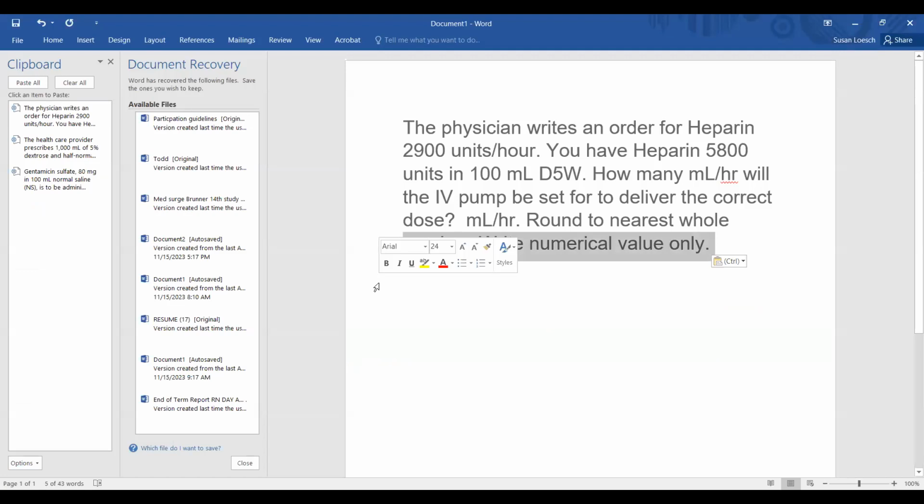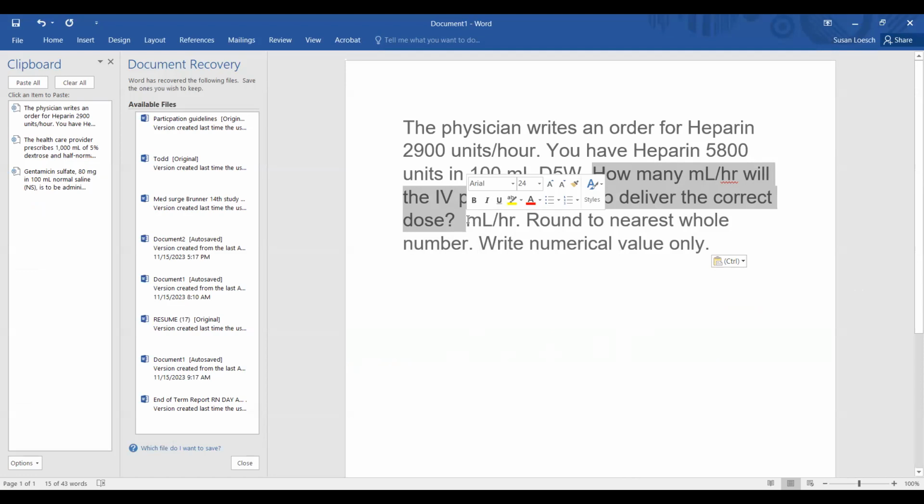What do you guys see? The physician writes an order for heparin 2,900 units. So again, this is asking you how many mLs per hour will be set for the pump to deliver the correct dose. So what is the formula for this? Desired over half. Now, here's the thing. What we don't have is the desired dose, right? We know that we're supposed to deliver 2,900 units per hour, and we have so many units in there.